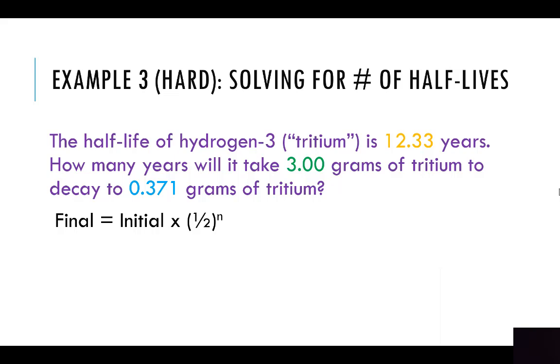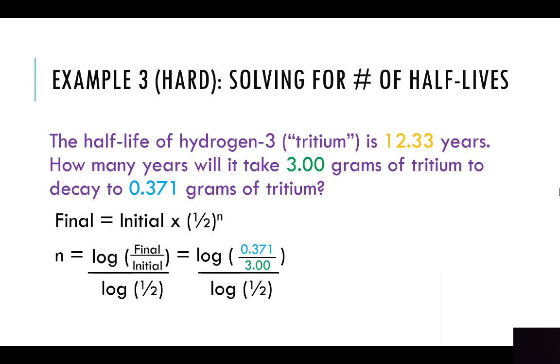And we have rearranged that equation to be log of final over initial up in the top, divided by the log of 1/2. Let's plug in our numbers. So in the top is going to be log of 0.371 over 3. Make sure it's final over initial and not initial over final. And then I'm going to divide all of that by log of 1/2.